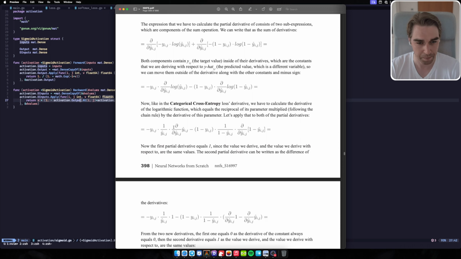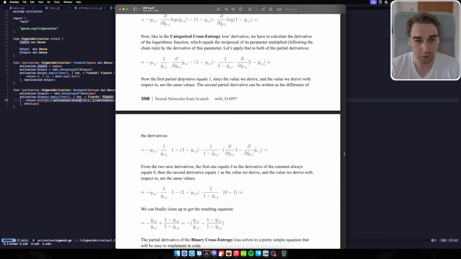So we have 1 divided by y hat, which is the derivative of the logarithm. 1 divided by 1 minus y hat is again the derivative of the logarithm itself. Then we need to calculate the derivative of the underlying function itself. So here in this case, with the first partial derivative, that equals 1. The second partial derivative can be written as the difference of derivatives.